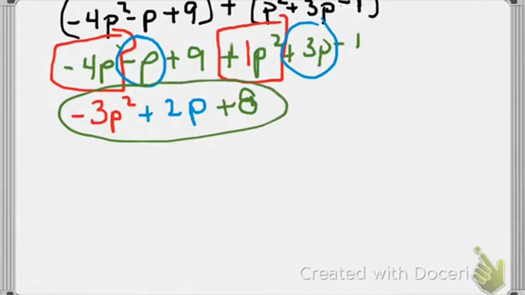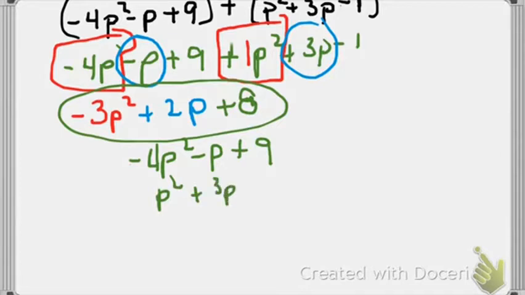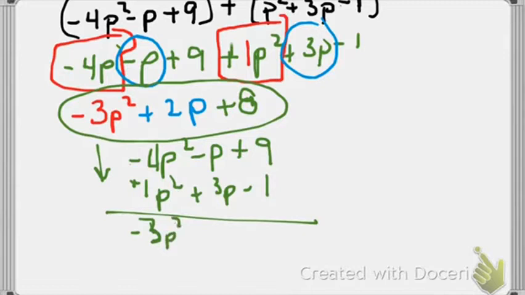So there's our answer. Now if I did the vertical method, I would just line them up and do the same thing that I just did here. I would say negative 4p squared minus p plus 9, and then put p squared plus 3p minus 1, and I would just go straight down. Minus 4 plus 1 is a minus 3p squared. Notice we don't add the exponent. Minus p plus 3p is a plus 2p, and plus 9 minus 1 is a plus 8. So you see I get the exact same thing.